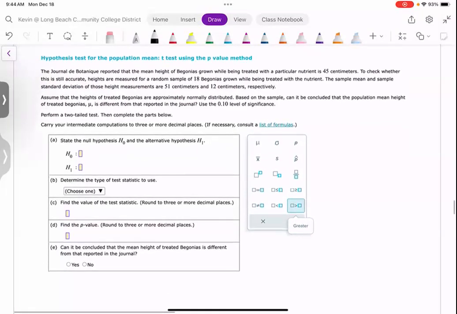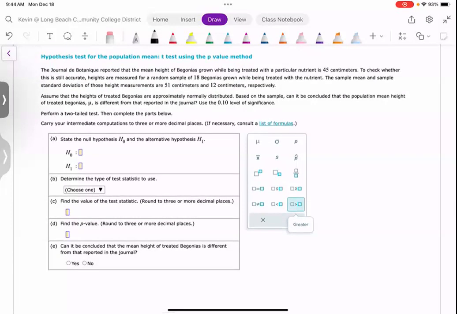The Journal de Botanique reported that the mean height of begonias grown while being treated with a particular nutrient is 45 centimeters. So that is going to be our null hypothesis. To check whether this is still accurate, heights are measured for a random sample of 18. So n is 18, which means our degrees of freedom is 17.